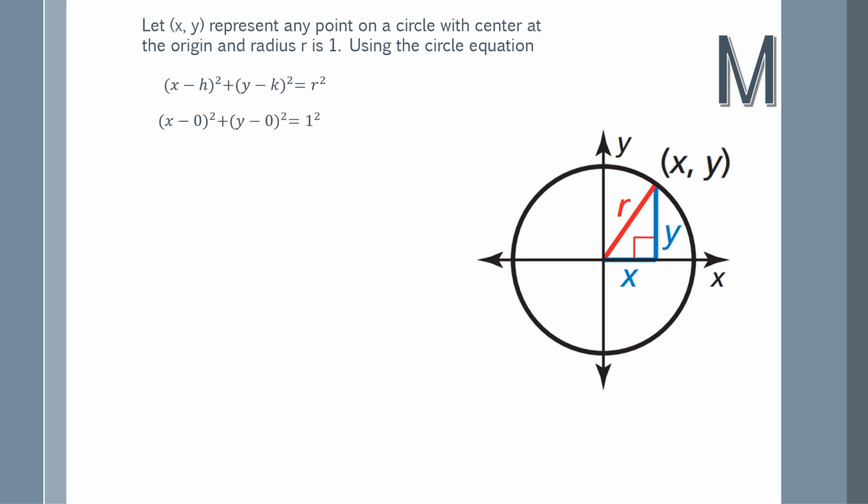After you get through with that, you're going to be left with x squared plus y squared equals 1. And then when you square root both sides, you get x plus y equals 1. So it's just like the Pythagorean theorem. It is the Pythagorean theorem. The Pythagorean theorem was built off the circle definition.